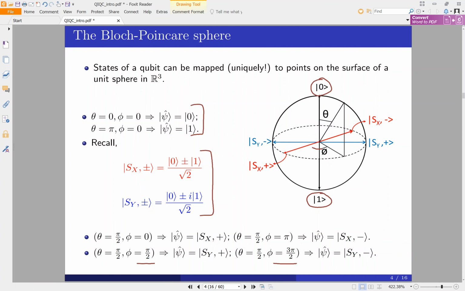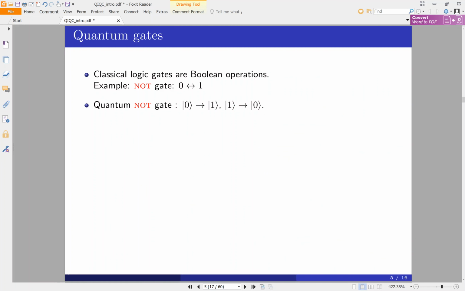Well, you need quantum gates, just like how you had classical gates, right? So remember, the classical logic gates are just Boolean operations. They are functions that map from bits to bits, right? And the simplest example you can think of is a single bit gate, namely the NOT gate. And what does the NOT gate do? It flips the bit. It changes 0 to 1 and 1 to 0.